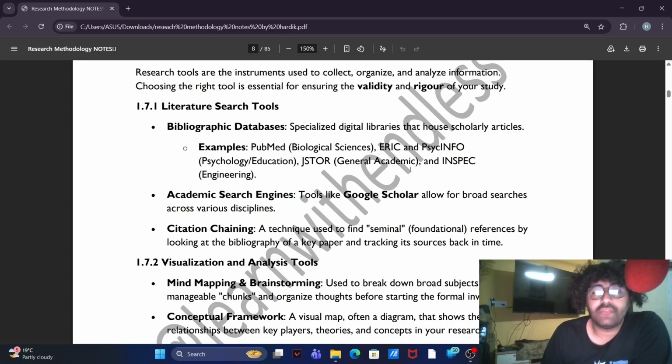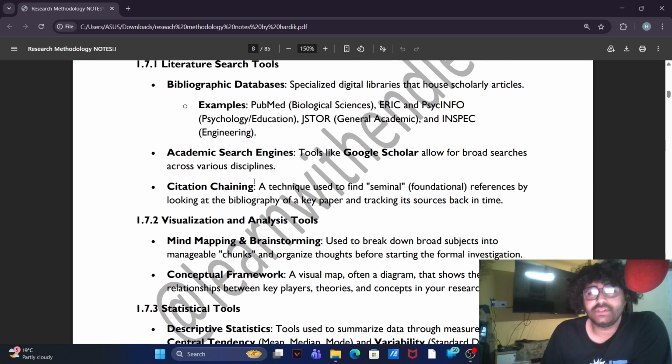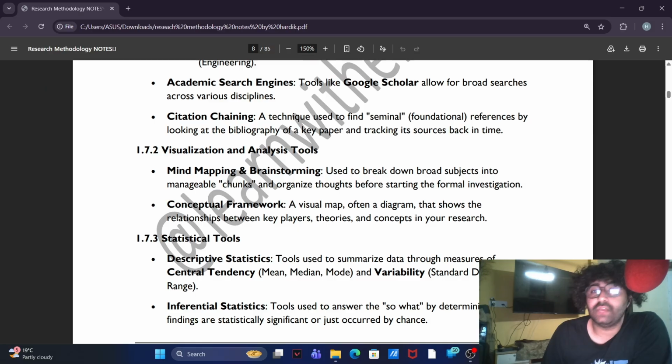ERIC and PsycINFO, for education and psychology. JSTOR, general academic, and INSPEC, for engineering. Academic search engines: tools like Google Scholar allow for broad searches across various disciplines. Citation chaining, a technique used to find seminal references by looking at the bibliography of a key paper and tracking its sources back in time.